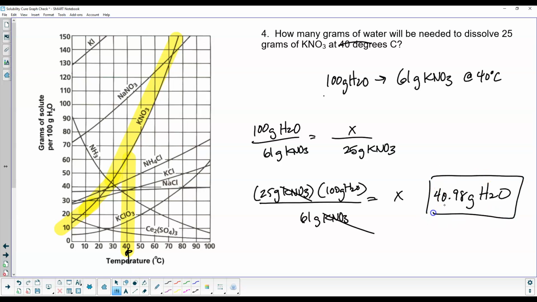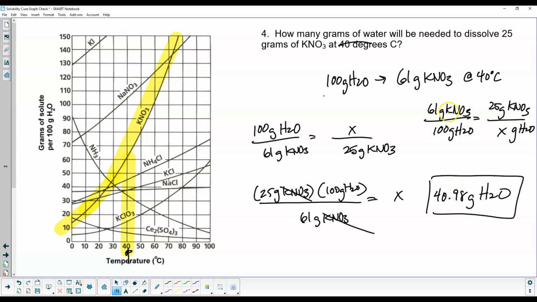Okay, and so that's how I would go about doing it. If you want to flip it and do the other way, feel free. I think you'll notice that it works out the exact same. And what I mean when I say the other way is this. If you want to put 61 grams of KNO3 on top and 100 grams of water down below, and you want to put your 25 grams of KNO3 on top and your x grams of water below, and you solve this, rearrange, cross multiply, divide, you're going to get the same answer.